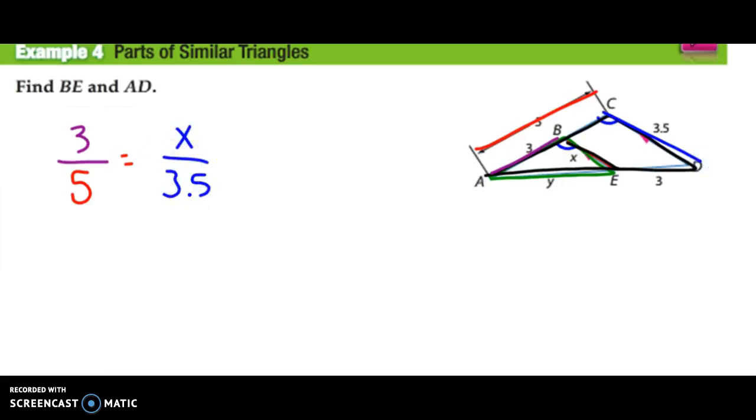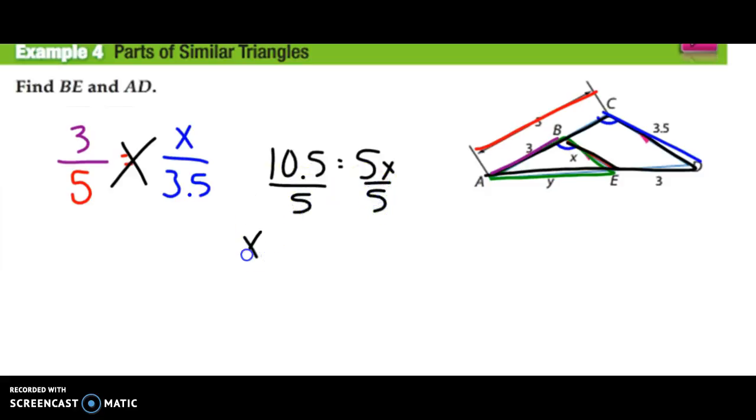How do you solve a proportion? You cross multiply. 3 times 3.5 is 10.5 equals 5x. Divide by 5. You find that BE, I called it x, but let's call it BE now, is going to have a length of 2.1. Okay? Now the next thing is to find AD.